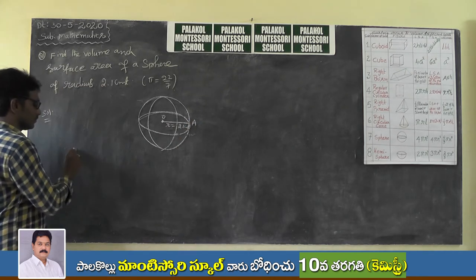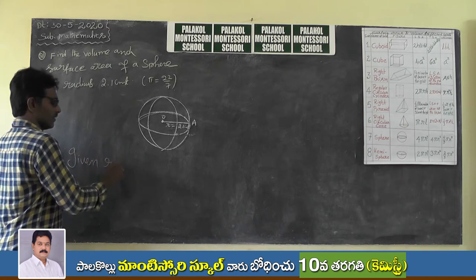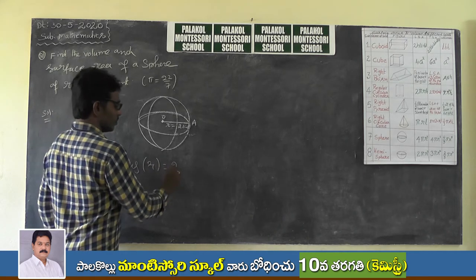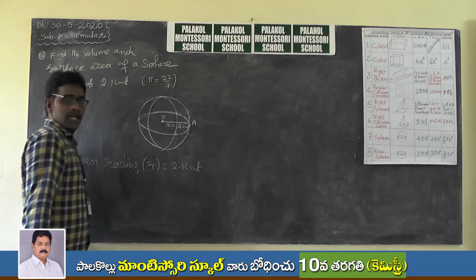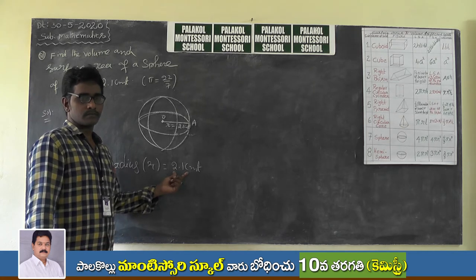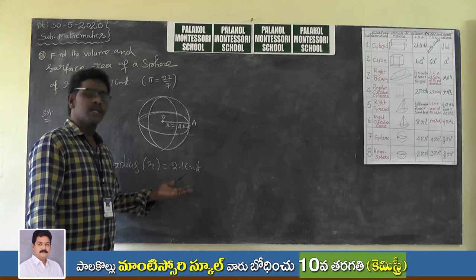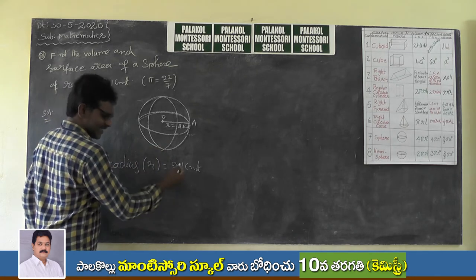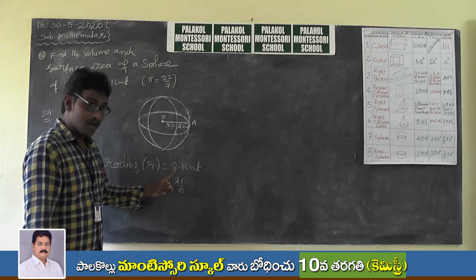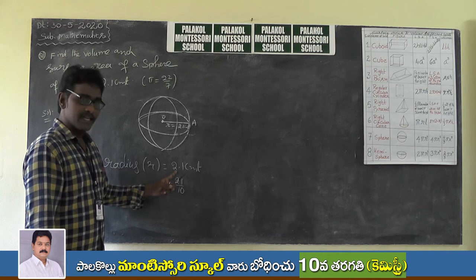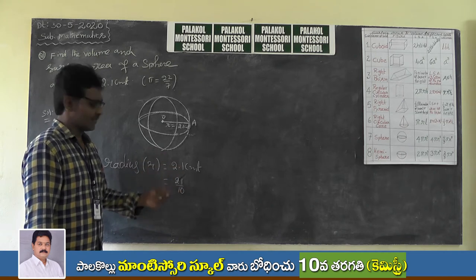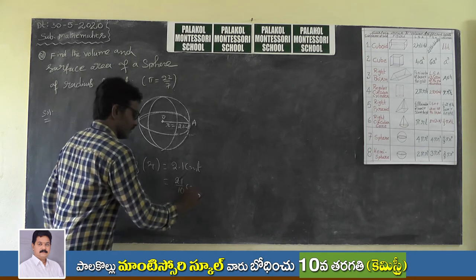So given radius, the short letter R, is equal to 2.1 centimeters. Yes, it is a decimal number, which causes some trouble in calculation. So first you remove the decimal and change it to a fraction. How? Just simply write 21 by 10, because there is one decimal place. So 21 by 10 centimeters.